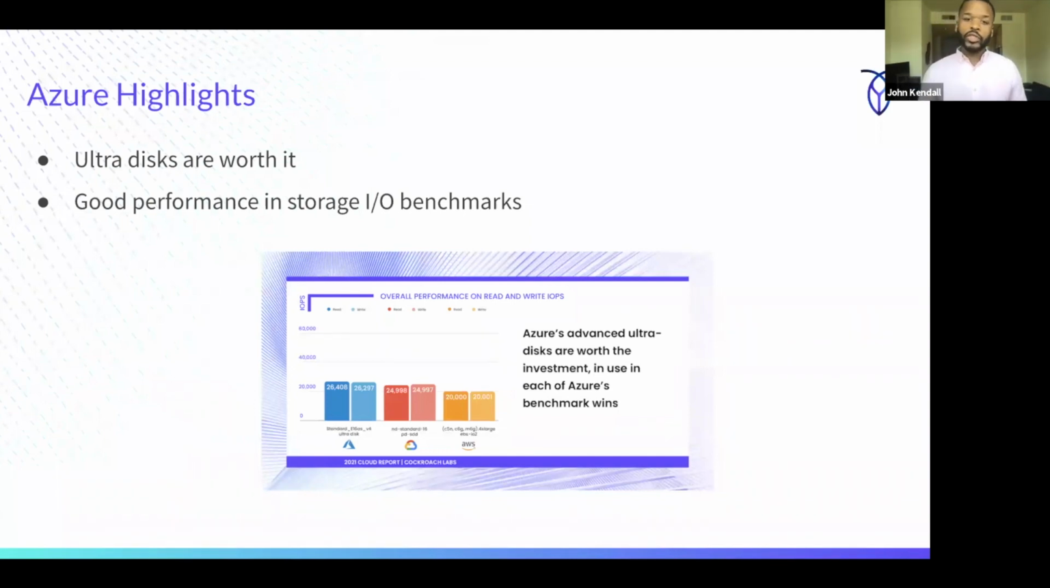Also, they really were strong in storage IO benchmarks, outperforming AWS in most of those, and actually outperforming GCP in some of those. And overall, Azure arguably surpassed AWS for the first time in this year's report.